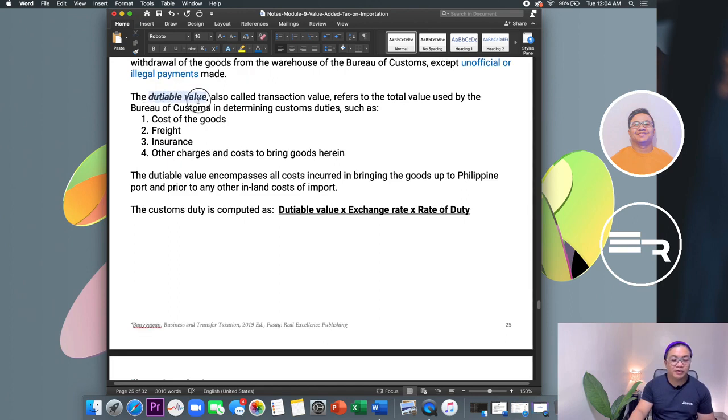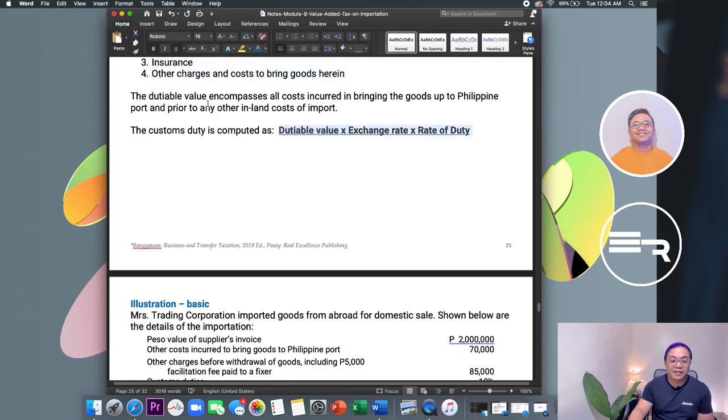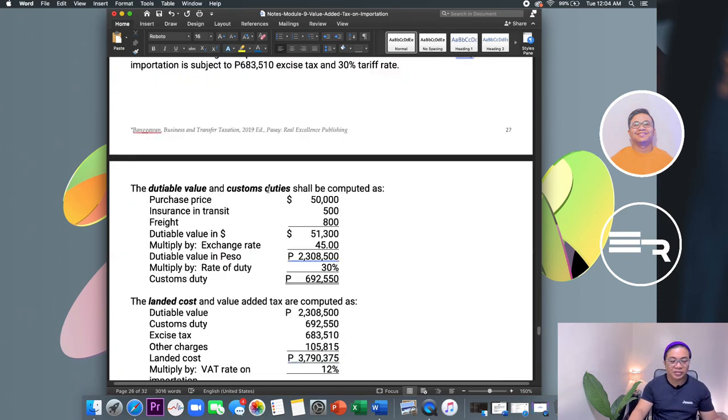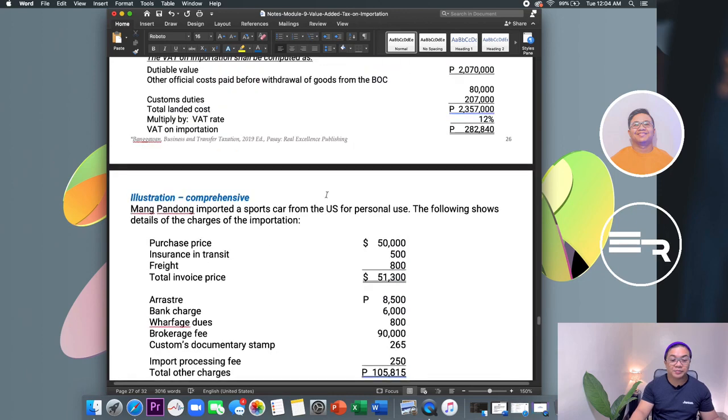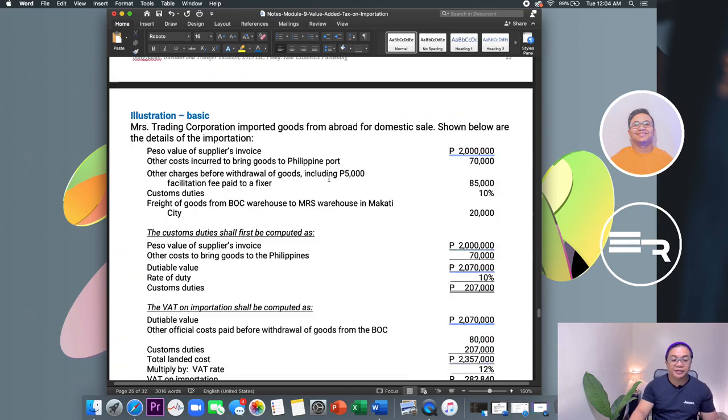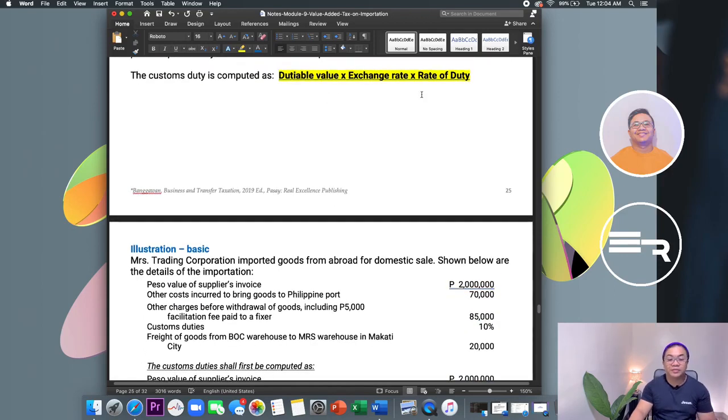Dutiable value, also called transaction value, refers to the total value used by the Bureau of Customs in determining duties such as cost of the goods, freight, insurance, other charges, and cost to bring goods herein. So, ito yung formula natin: dutiable value times exchange rate times rate of duty. Dito tayo mag-focus sa computation natin. The rest are theories lang naman, dali lang yung theories. Balik tayo, formula: dutiable value times exchange rate times rate of duty.